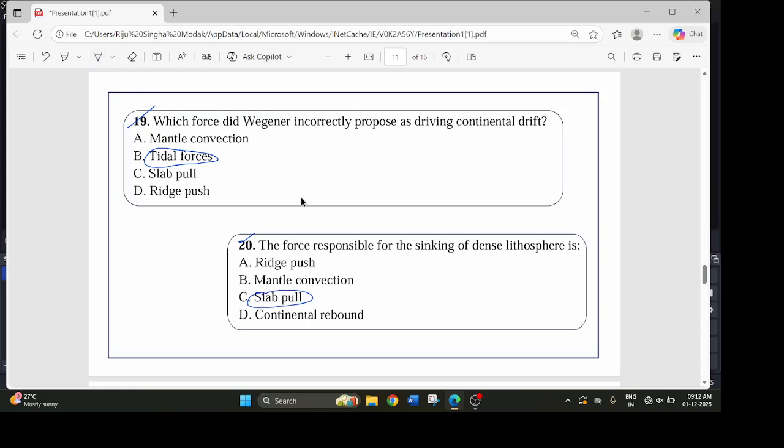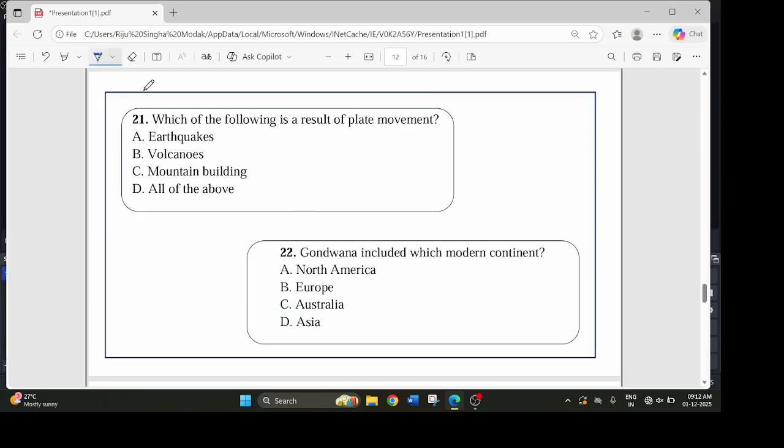Next, question 21: which of the following is the result of plate movement? Earthquake, volcanism, mountain building, or all of the above. Earthquakes, volcanism and mountain building are all examples of the results of plate movement. So the answer is all of the above.